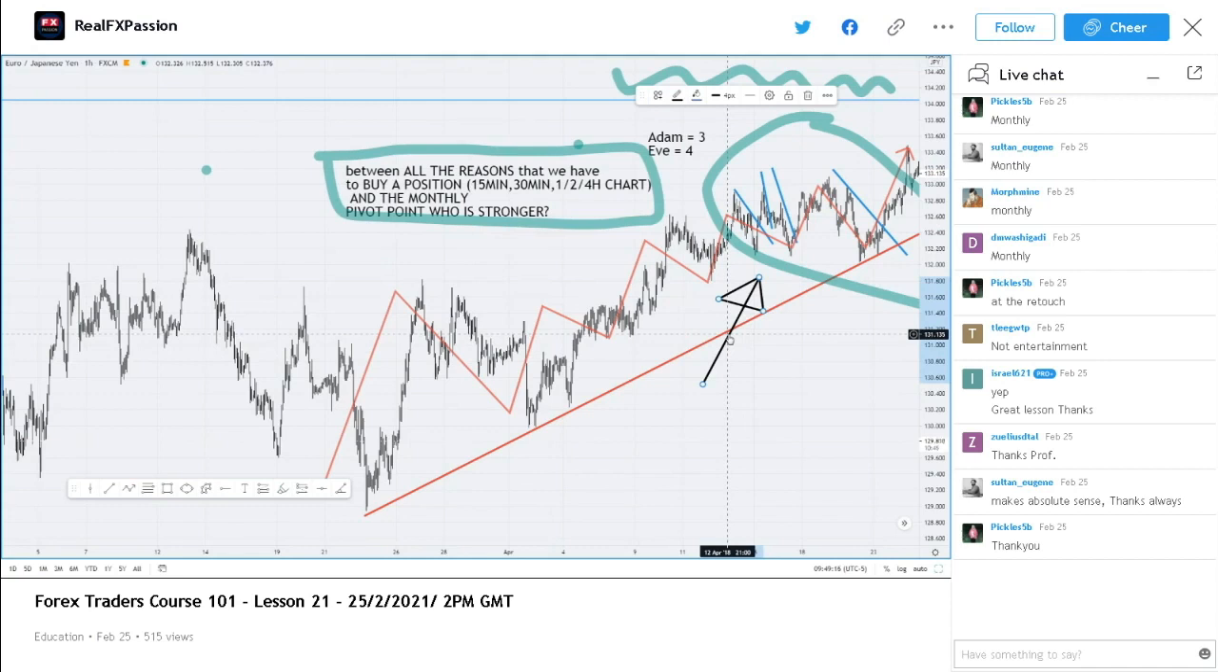Israel says monthly. What about you, Pickles, Eugene, Long, and everybody who is online, BMW? Who is stronger? And if you don't believe me, study the charts. Study the charts, make this exercise on every currency pair that you like, and just do this test. Pick two names, for example, Adam and Eve, and try to figure out what would be the result if you would not enter near a monthly pivot point, and if you would.